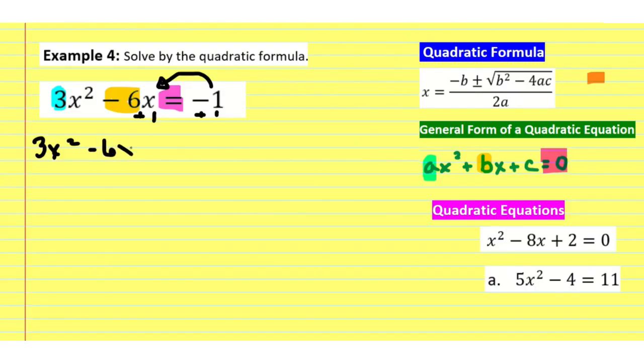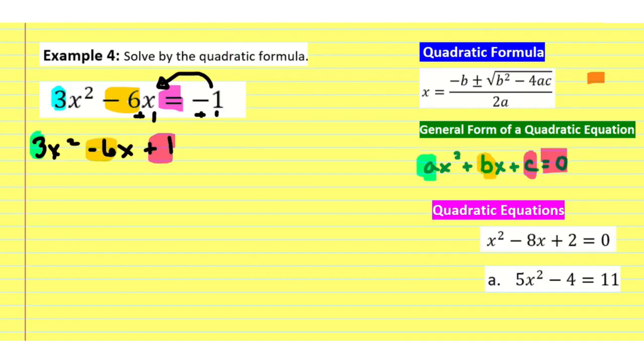And I'm going to end up with 3x squared minus 6x plus 1. And technically it would be equal to 0, but like I said, I don't need the equal to 0 in order to solve this, so I'm just going to ignore that for a moment. Okay, but again, going back to my A coefficient is still the 3. My B coefficient is still the -6. And my C coefficient or constant is a +1.